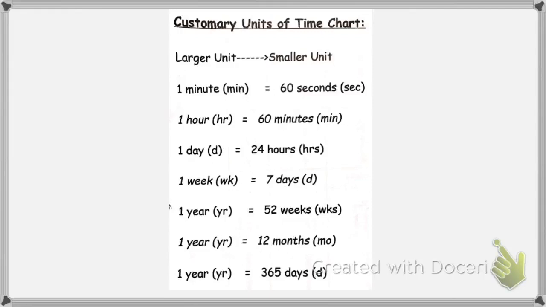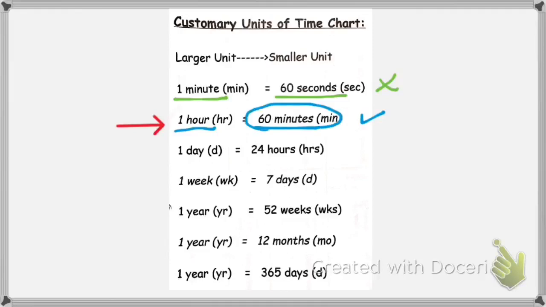So let's see, the first thing that I find are minutes and seconds. I don't need minutes and seconds, I need minutes and hours. So that one's not going to work. Okay, let's move down to the next one there. And here I have hours and minutes, and that's what I need to know, hours and minutes. So that's going to work. My conversion, therefore, is 60.